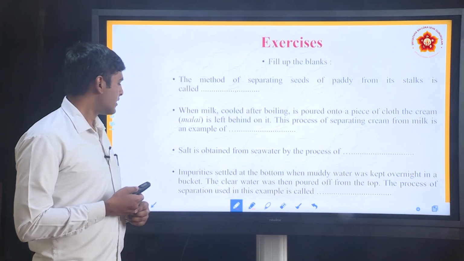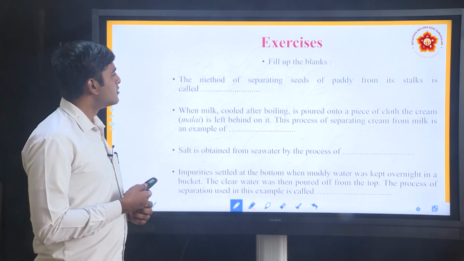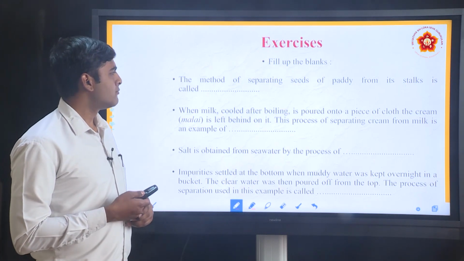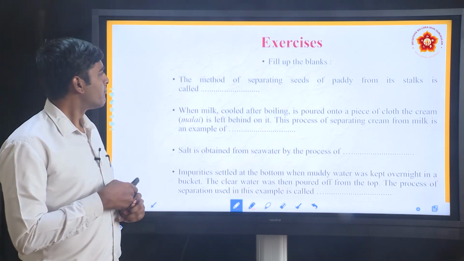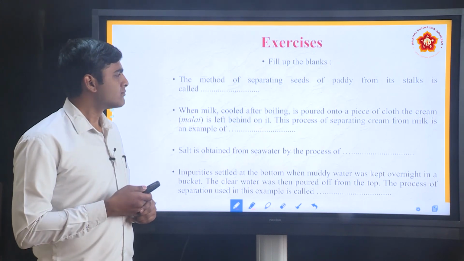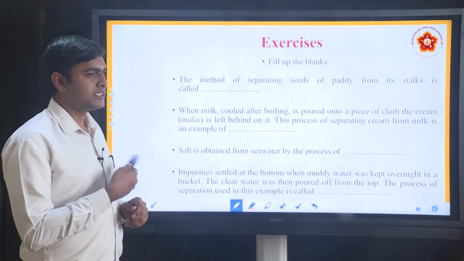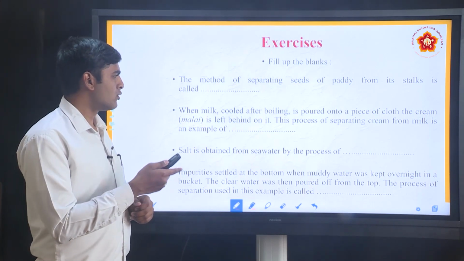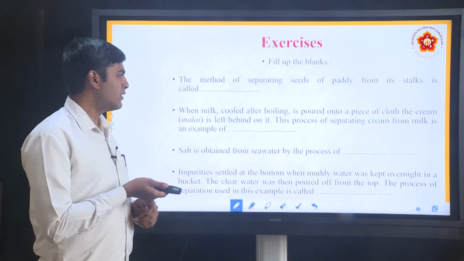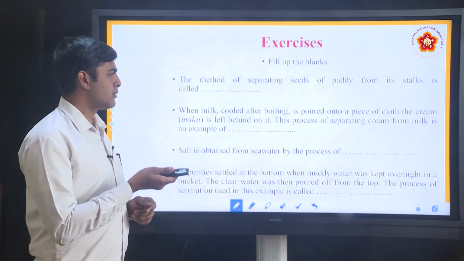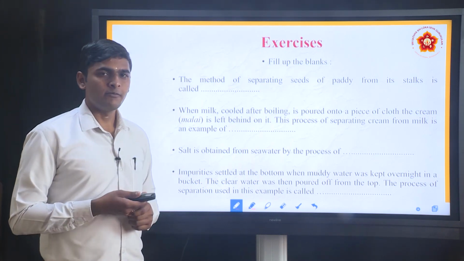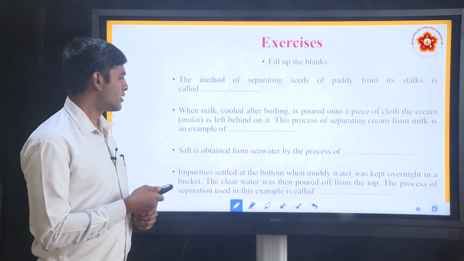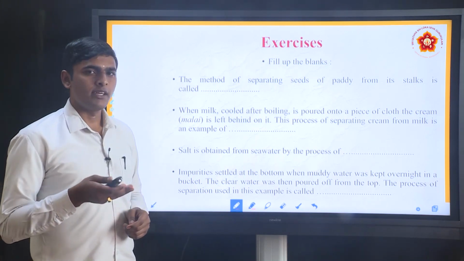There are 4 fill in the blanks. You can try to answer them. The method of separating seeds of paddy from its stalks is called threshing. When milk cooled after boiling is poured onto a piece of cloth, the cream is left behind on it. This process of separating cream from milk is an example of filtration. Salt is obtained from sea water by the process of evaporation.